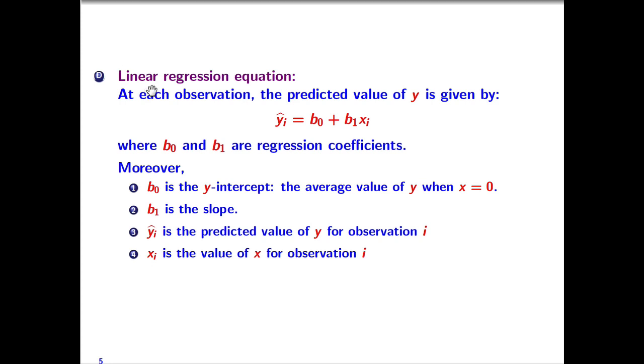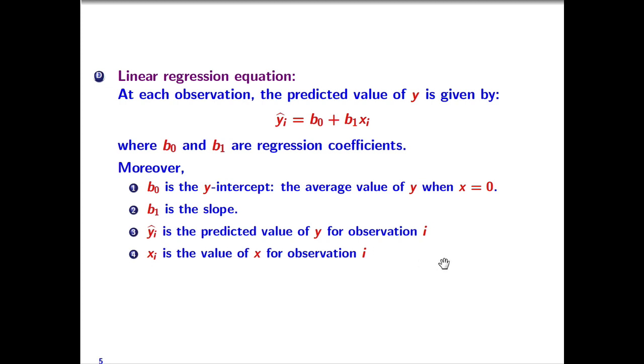Let us look at the linear regression equation further. At each observation, this yi hat equal to b0 plus b1xi, where b0 and b1 are regression coefficients, and b0 is the y-intercept, which is the average value of y when x equal to 0, and b1 is the slope. And this, again, yi hat is the predicted value of y for each observation, and xi is the value of x for observation i.